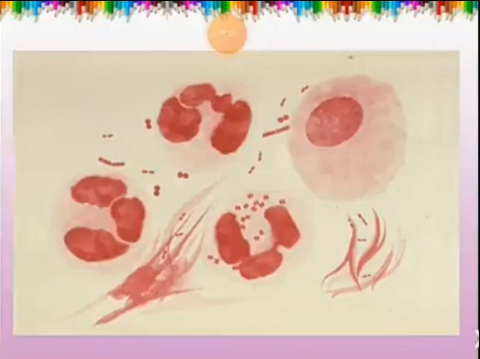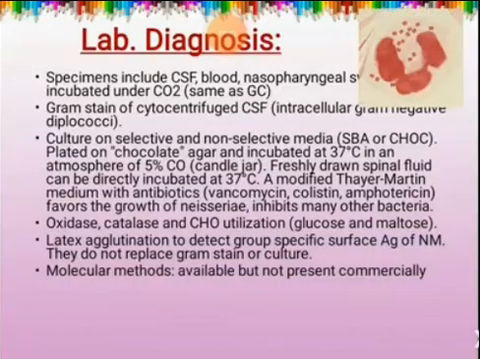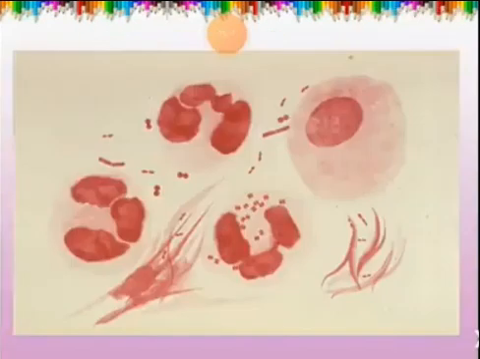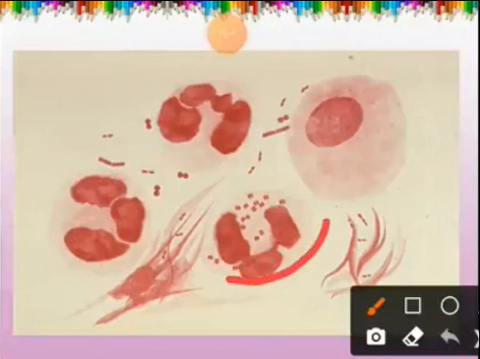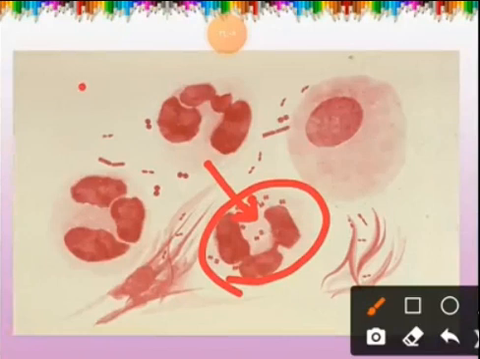This is the slide with a Gram stain of the direct smear. When we see these cells, it means this is a direct smear. The intracellular microorganism is present inside the polymorphonuclear leukocyte. This is the cell, and this is the intracellular microorganism. There may also be extracellular diplococci.